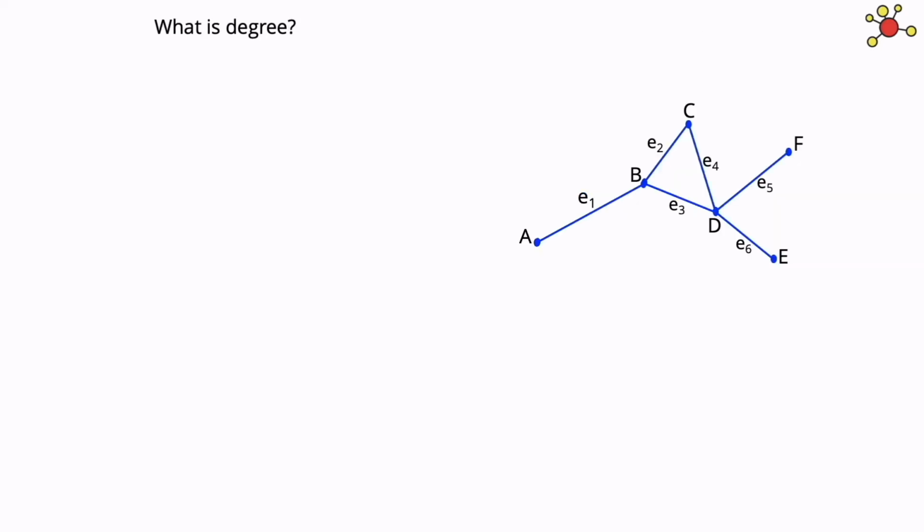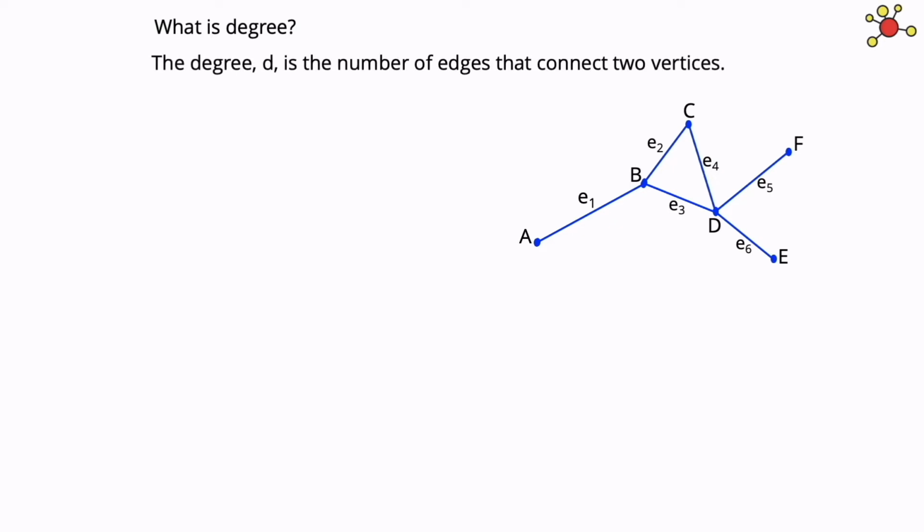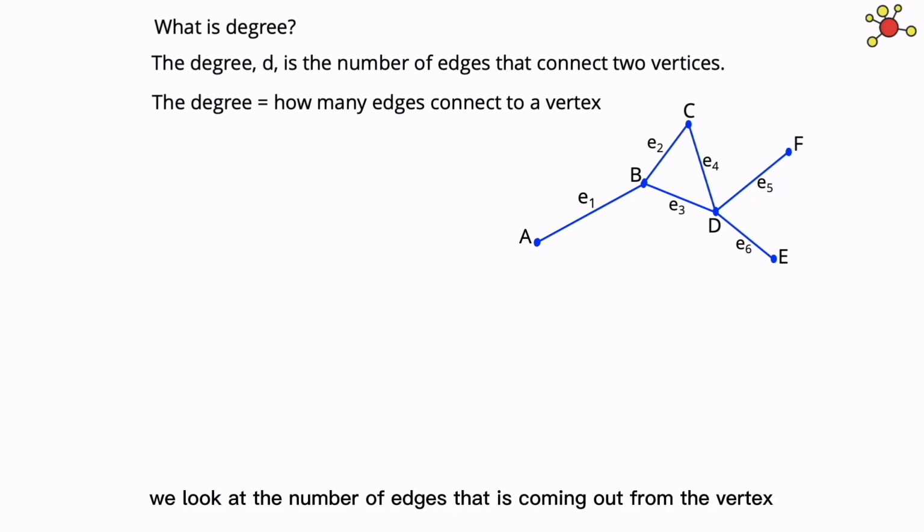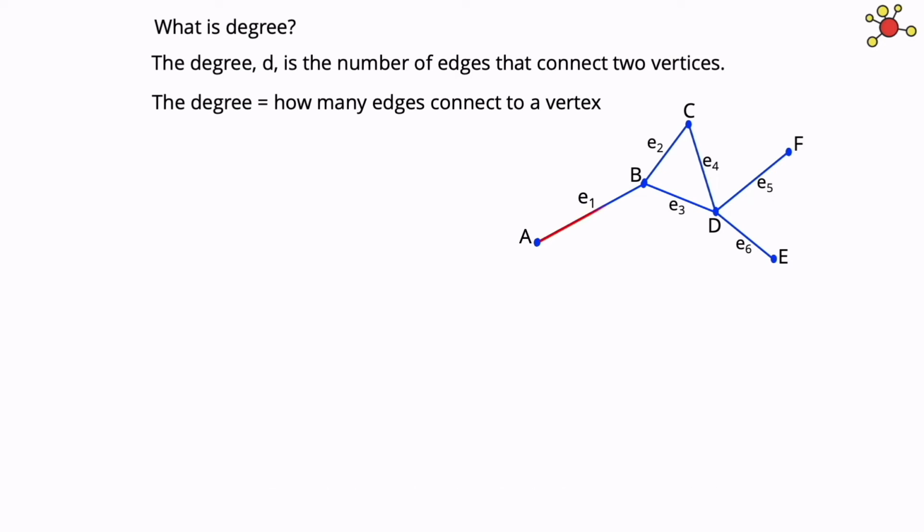What is degree? The degree is represented by D. It is the number of edges that connect to a vertex. How to find the degree of a vertex? The degree equals how many edges connect to a vertex. From the graph, we look at the number of edges coming out from the vertex. There is one edge coming out from vertex A, that is E1. Degree of vertex A is 1.